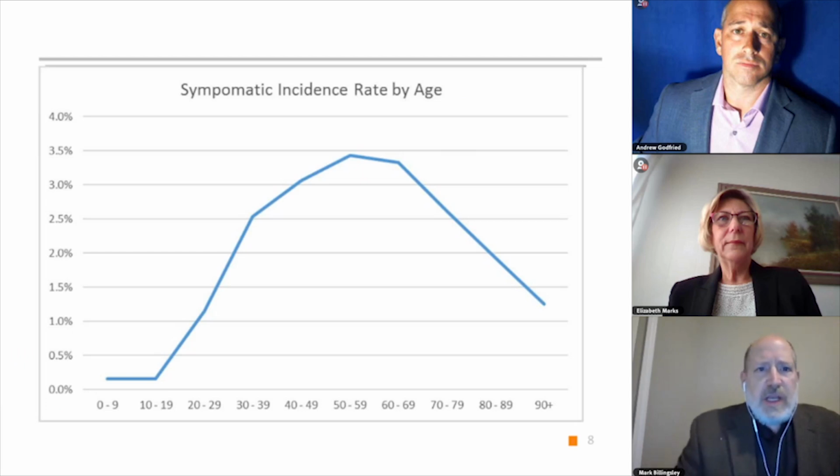You can see that age is a factor in the symptomatic infection rate. The levels shown here are consistent with an ultimate level of 2% of the population having symptoms. But clearly, the older age groups are much more susceptible to this virus.